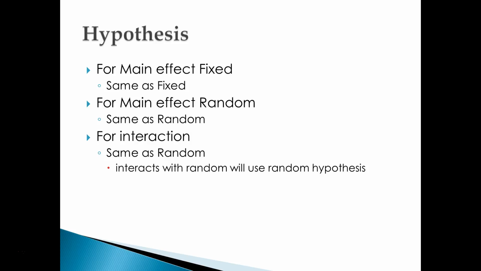Our hypothesis for the main effect for fixed factors is the same as for fixed factors before. It's the difference between means. For the main effect for random effects, it's the same as random effects. It's the variation in means. And for the interactions, a key thing to remember is that an interaction effect between random and fixed is considered random. So we'll use the random hypothesis test. And also, we'll see that that will affect our expected mean squares.